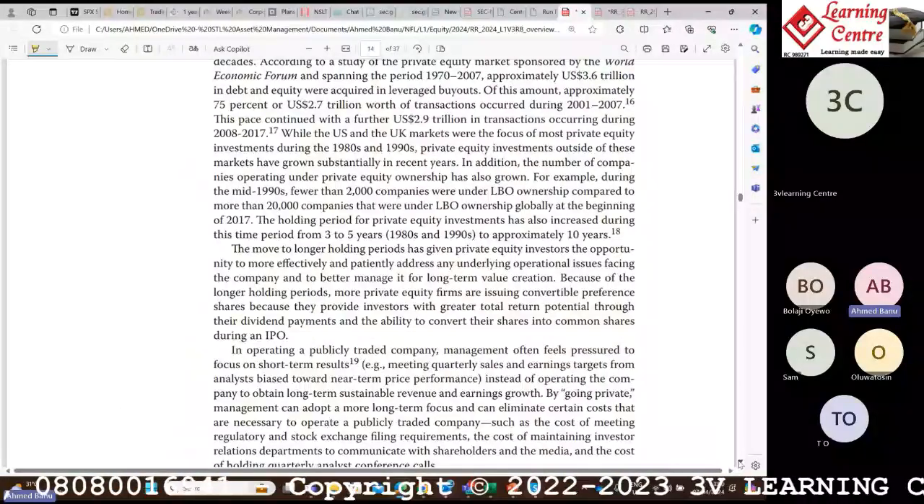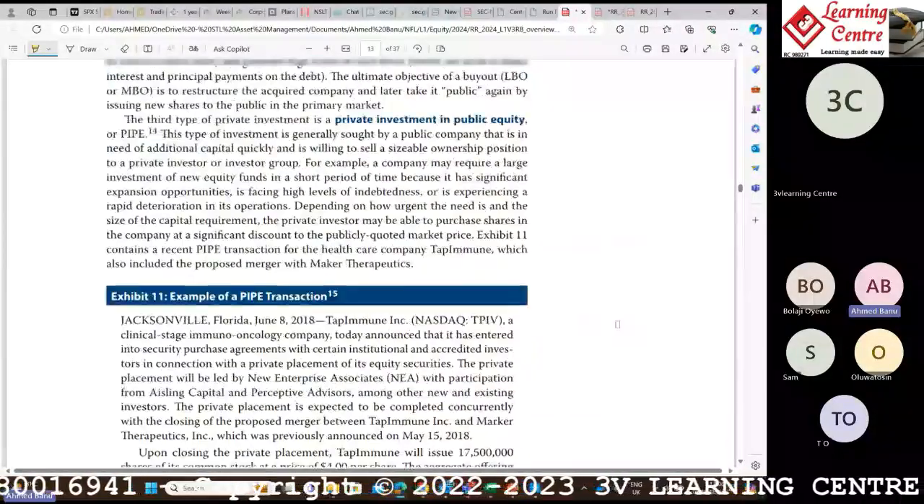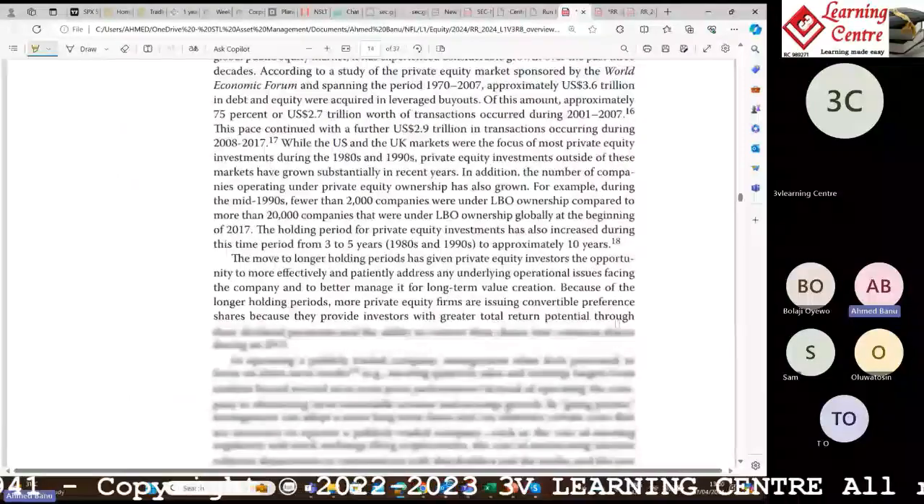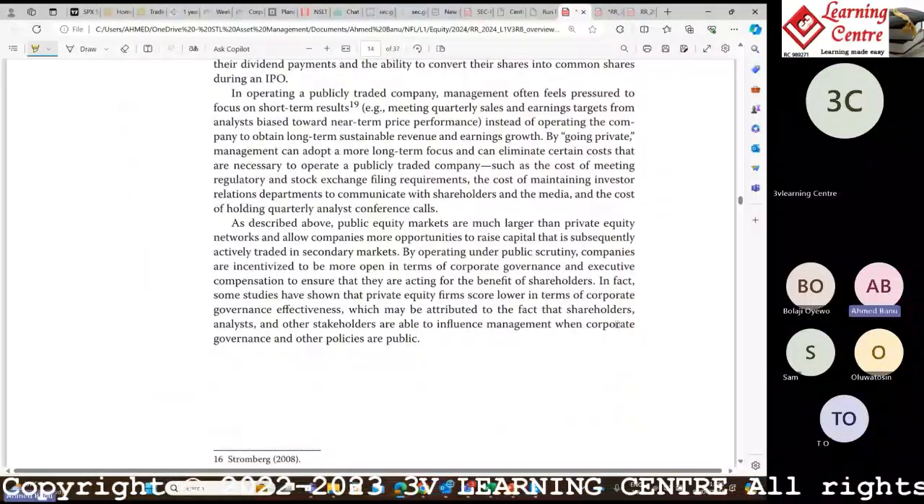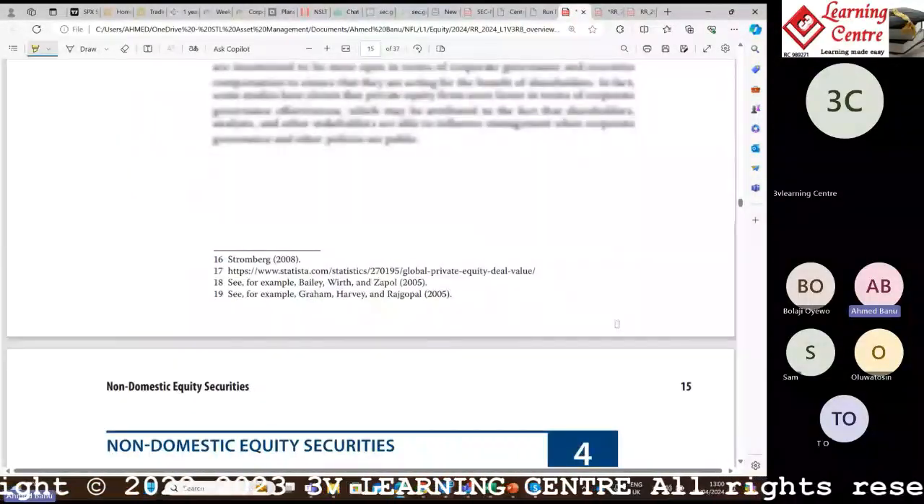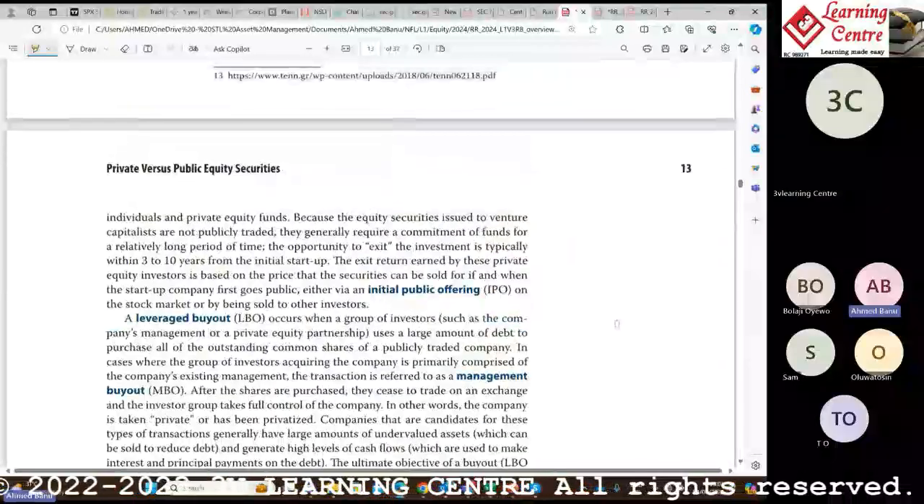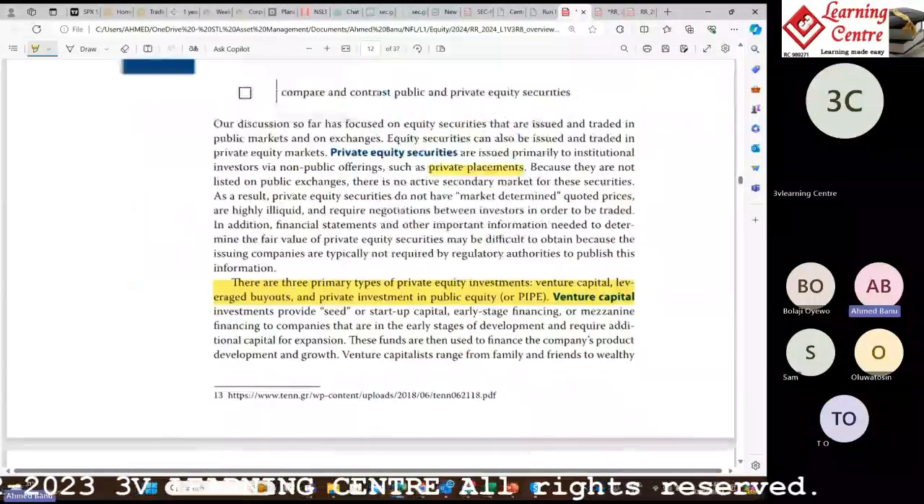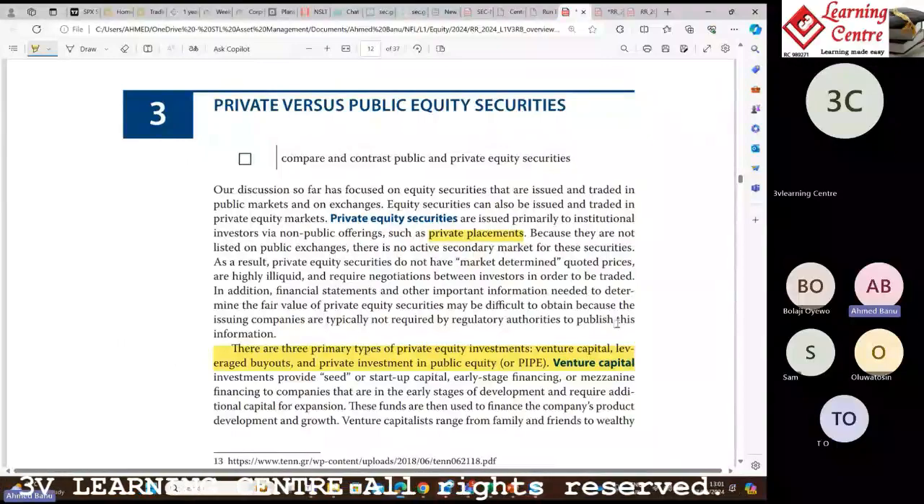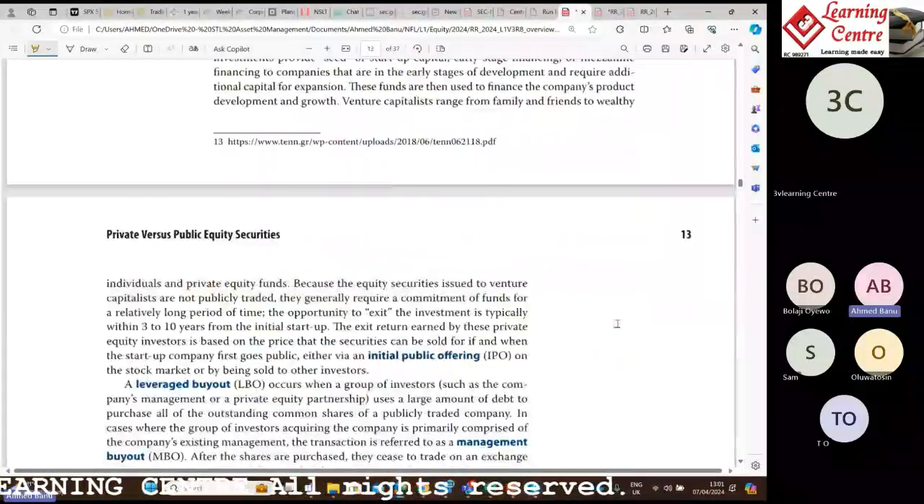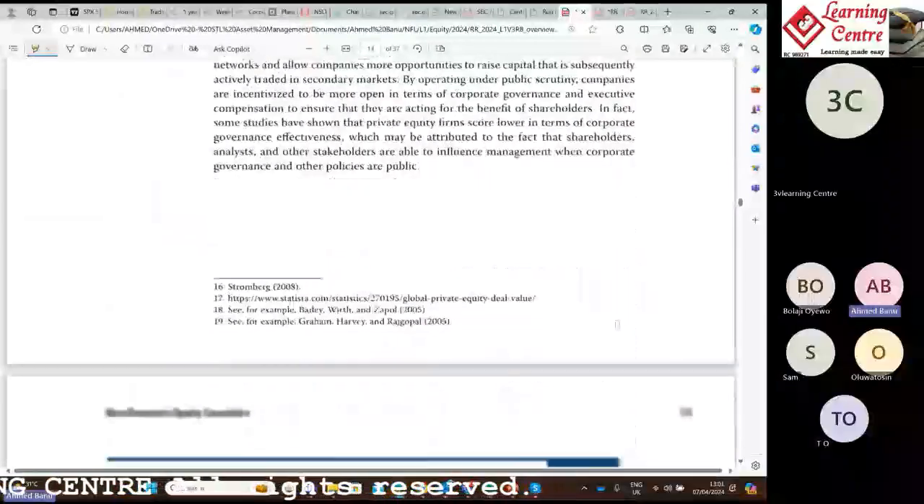So this is just, like I said, the curriculum has a way of gathering a lot of gist. Basically, those are the differences: private companies versus private equity versus public equity.